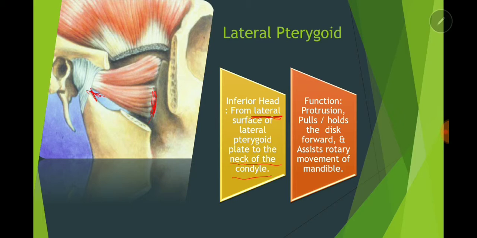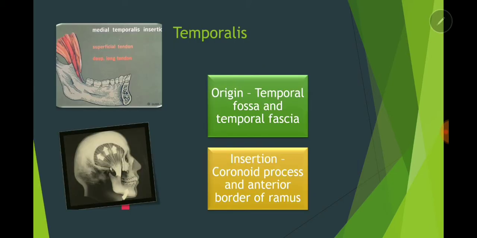And what is the function of the lateral pterygoid muscle? The function of the lateral pterygoid muscle is protrusion, and it pulls and holds the disc forward, and it also assists in the rotary movement of the mandible. The lateral pterygoid assists in the rotary movement, meaning the hinge movement, of the mandible.